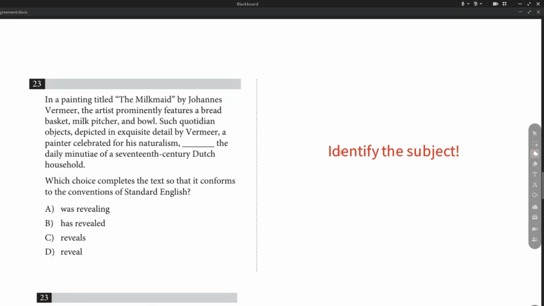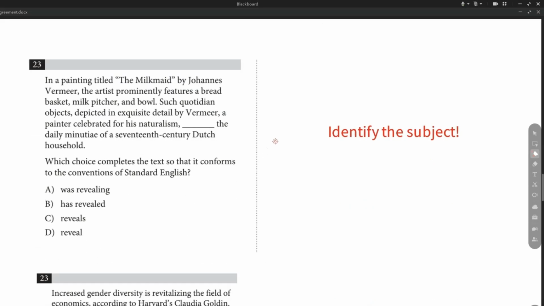Next example from the updated SAT. Remember, you have to identify the subject, and one of the ways you can do that is by ruling out nouns in prepositional phrases. Ignore the first sentence, doesn't really affect this question. Go down to the sentence beginning, such quotidian objects. That's where we are.